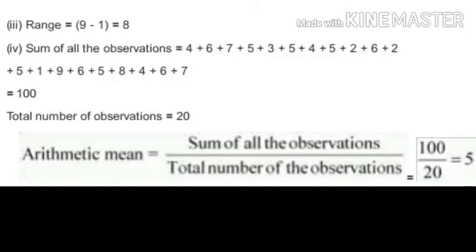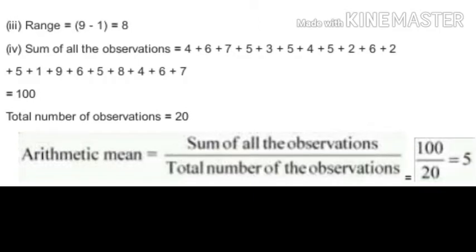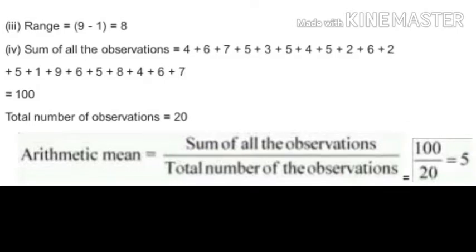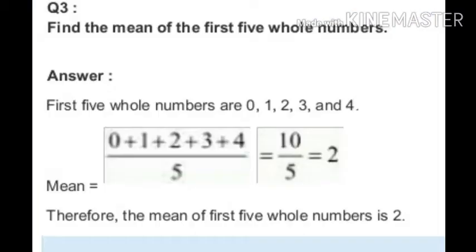Now we have to find the mean of the observations. So the sum of all observations is 100 and the number of observations is 20. So we have to divide 100 by 20. So 100 upon 20 is equal to 5. So arithmetic mean is 5.